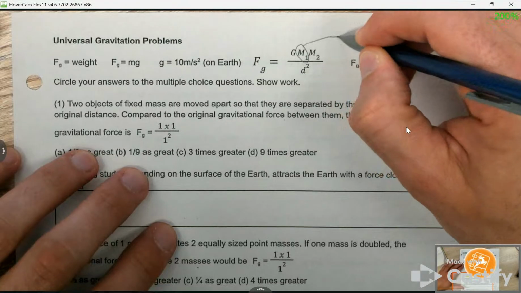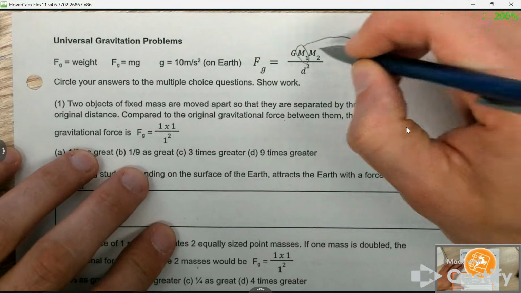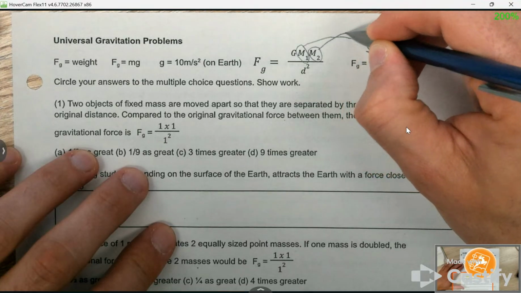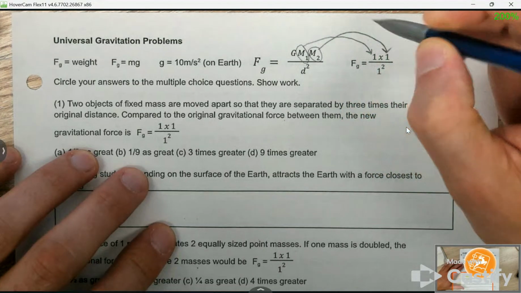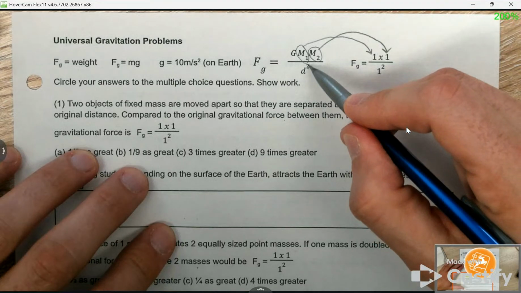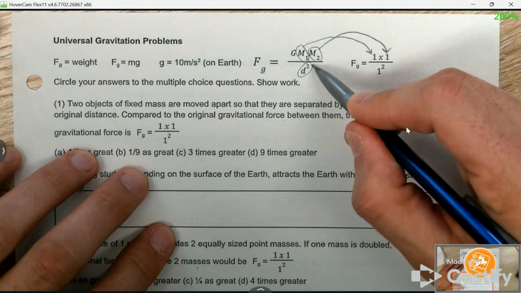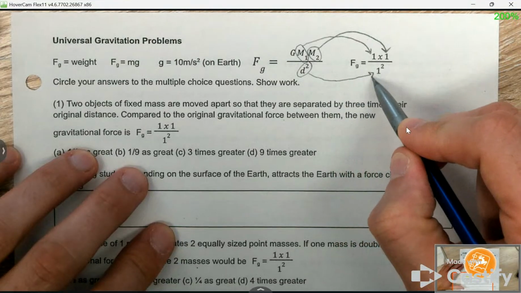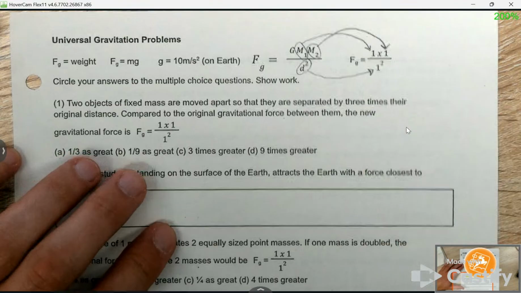So M1, we'll go to this thing right here. The first one is going to represent the first mass, or the mass of the first object. M2 is going to represent the mass of the second object. And D, which is always going to be squared, is going to be represented here by this one.